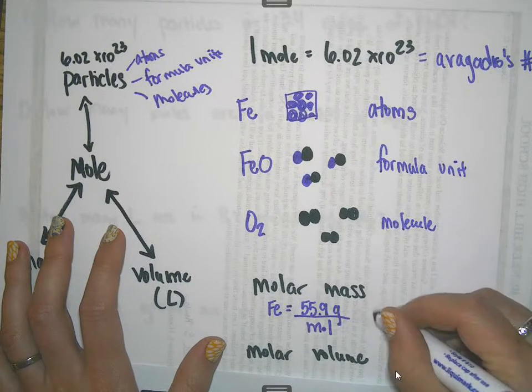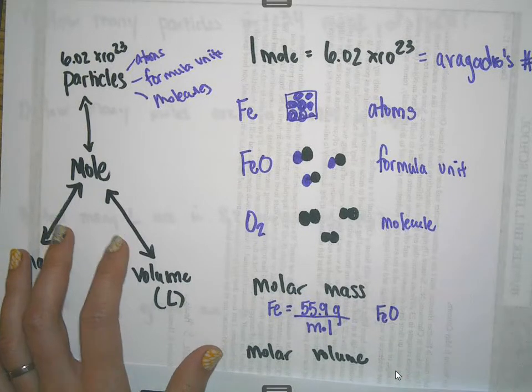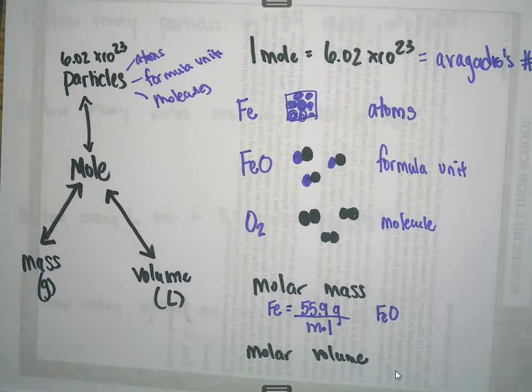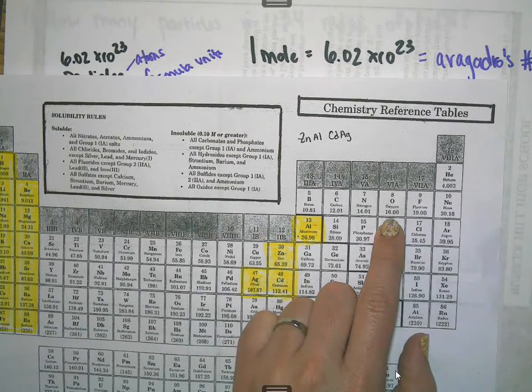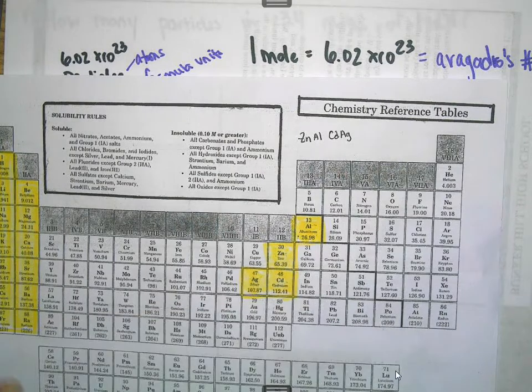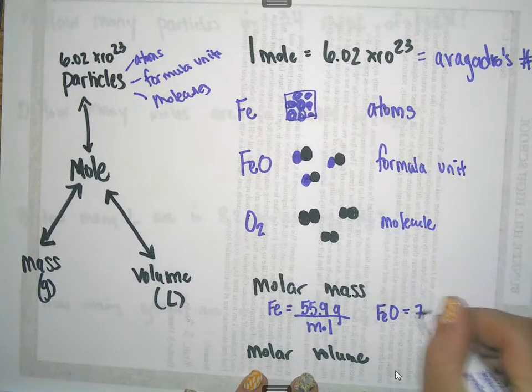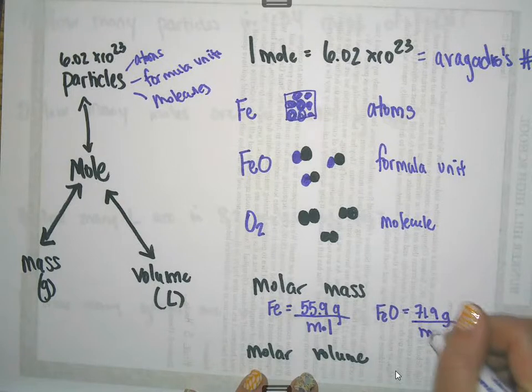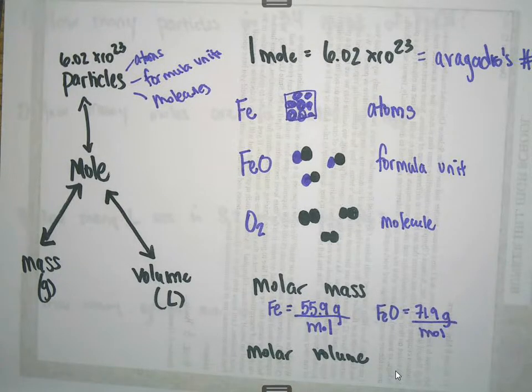If you're going to do the molar mass of FeO, you use the mass you found for the iron, and you add it to one atom of oxygen. If you use your periodic table, you'll see that oxygen has a molar mass of 16. So 55.9 plus 16.0 is 71.9 grams per mole. If I do the molar mass of O2, I just add the two oxygens together. Each oxygen was 16.0, so that's 32.0 grams per mole. I can figure out the molar mass of anything with a periodic table.